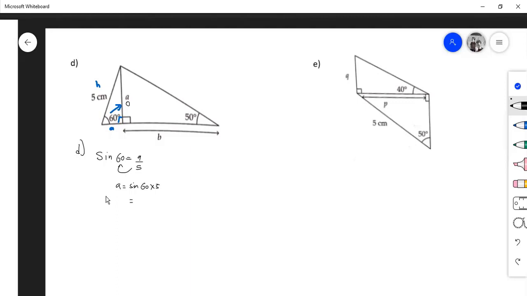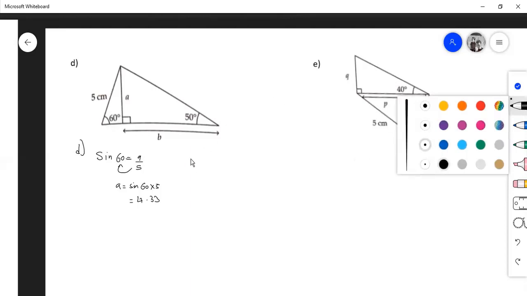It doesn't matter, whatever. Times 5, I'm going to get 4.33. So that's my value of A, 4.33. Whereas for B, I need to erase a little bit because I want to look at the value of B. I think the lead size is too small already. Okay, so for value of B, let's see what we have.